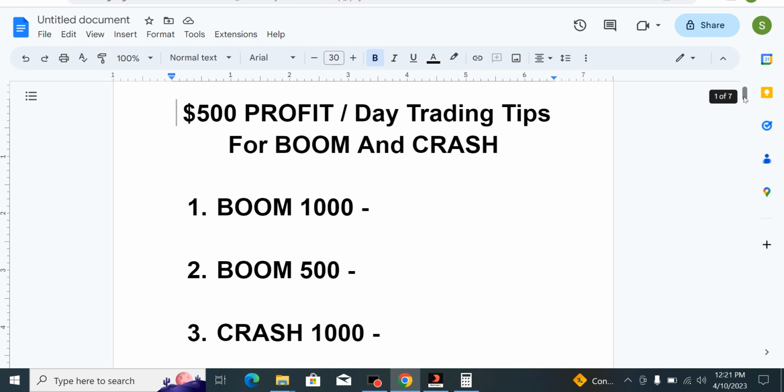As for the $500 profit per day, it all depends on your trading capital. The more your trading capital, the easier it is for you to achieve, but you can always grow your small trading capital into something reasonable, just the way others have been doing. So quickly, let's go straight into what we have right here, starting with Boom 1000.